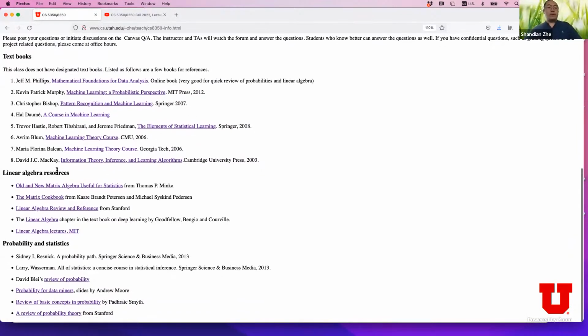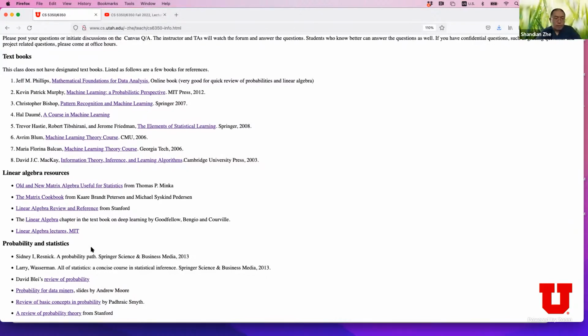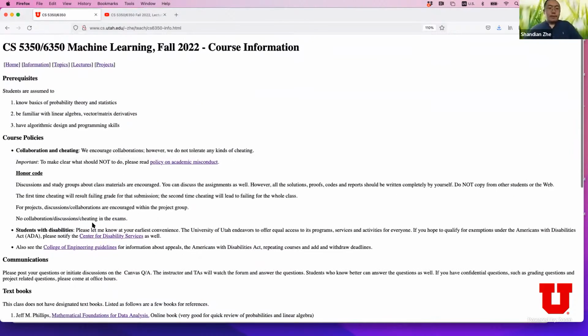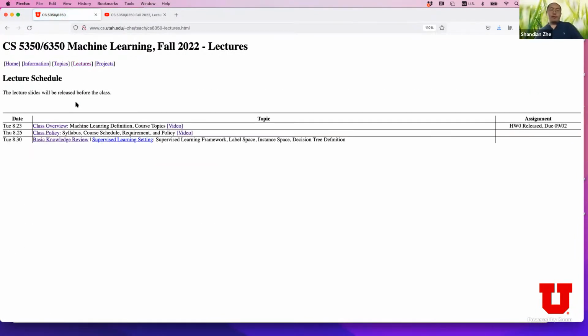Not only the books written in the syllabus, we provide more external resource links for your reference. Like if you want to quickly look up linear algebra, there are a bunch of very good references, and most of them are free online. And also, if you want to review the concepts in probability and statistics, here are a few very good references for you to quickly catch up. And here, the topics, I think we have discussed in our syllabus. Other than those tabs, the most important tab will be the lecture section.